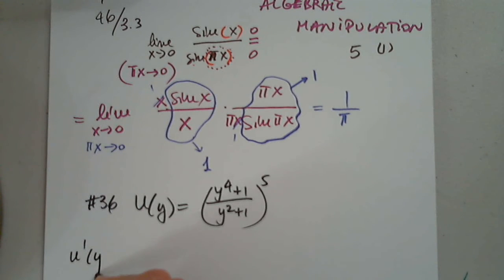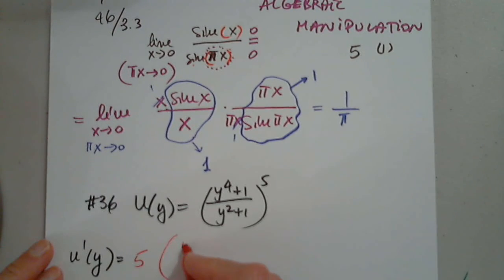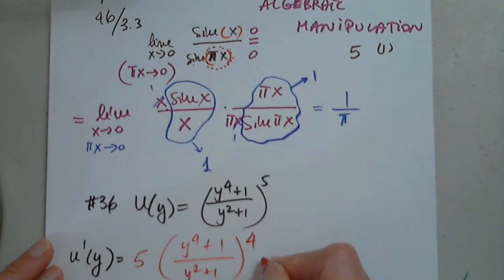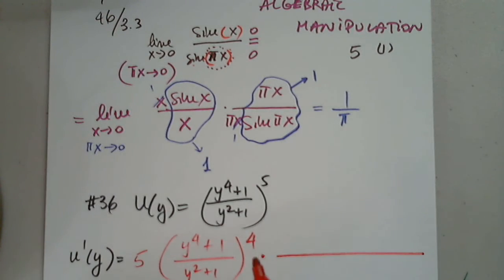So u prime of y will be, can anyone get us started, or anyone wants to say anything? You pull the 5 up front and then subtract 1 from the exponent. Y to the 4th plus 1, y squared plus 1, excellent, 4, times the inner function prime. So perfectly differentiated the outer function, and then now the inner function. So I'm differentiating this.